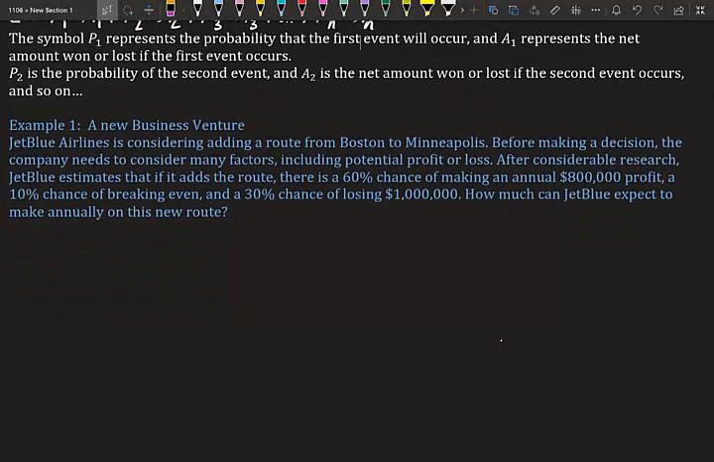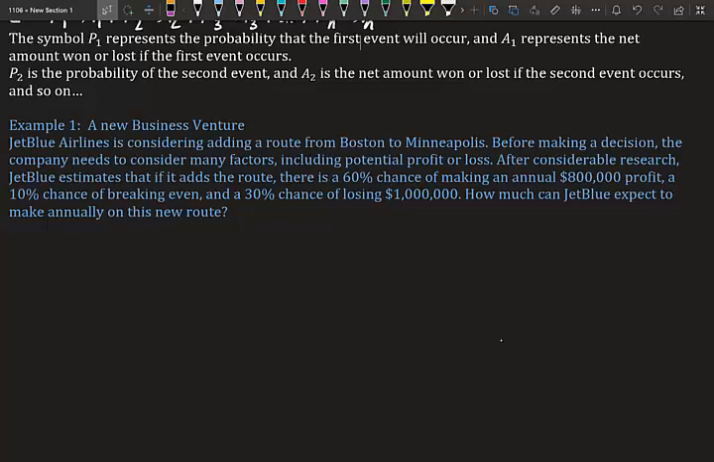So example 1. JetBlue Airlines is considering adding a route from Boston to Minneapolis. Before making a decision, the company needs to consider many factors, including potential profit or loss. After considerable research, JetBlue estimates that if it adds the route, there's a 60% chance of making an annual $800,000 profit, a 10% chance of breaking even, and 30% chance of losing $1 million. How much can JetBlue expect to make annually on this new route?